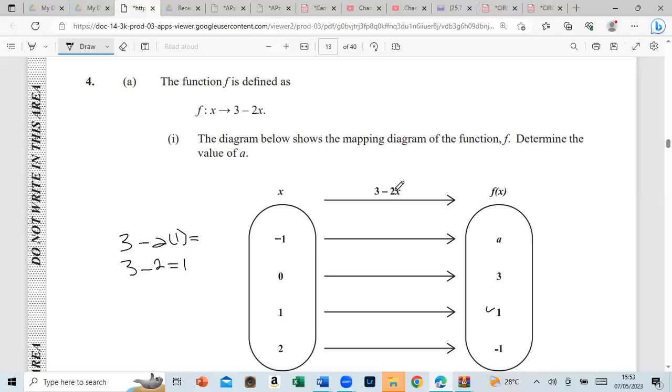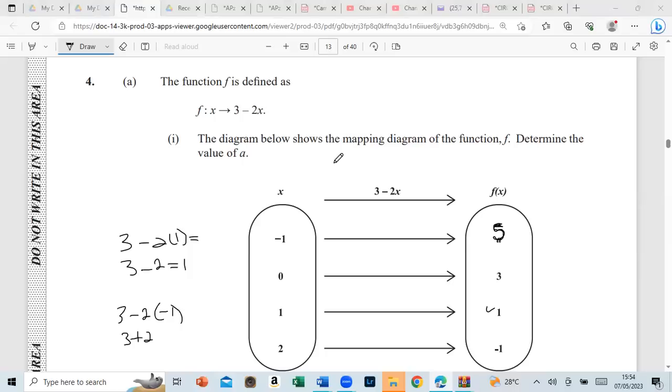So I will put negative 1 in there. So it would be 3 minus 2, but remember, we're using negative 1, so you have to be careful. So this would be 3, negative times a negative, that's positive. So 3 plus 2 is 5. So a is actually 5. And there we have it. Alright, so even though it might look complex, it's very simple. Let's go, next question.